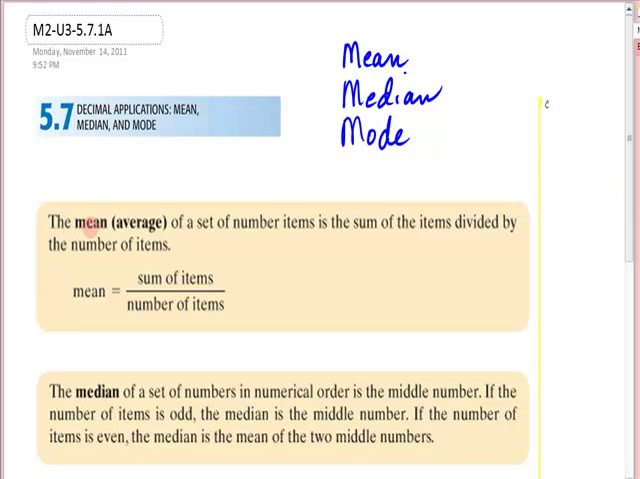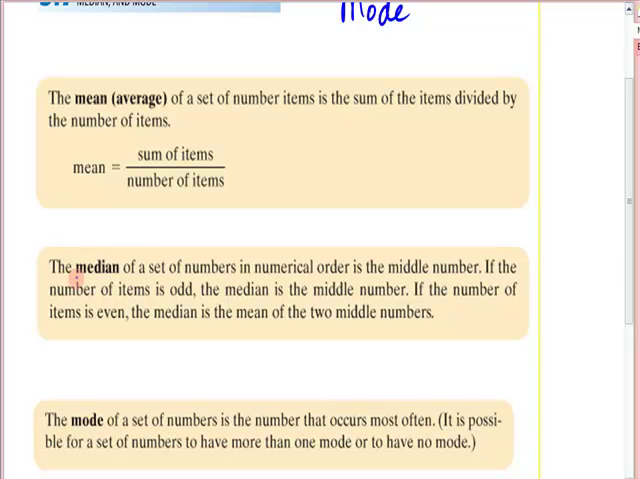The mean. It's also called the average of the set of number items. It is the sum of the items divided by the number of items. You do this all the time when you find the average of your grades. That's mean. Median is a set of numbers in numerical order.